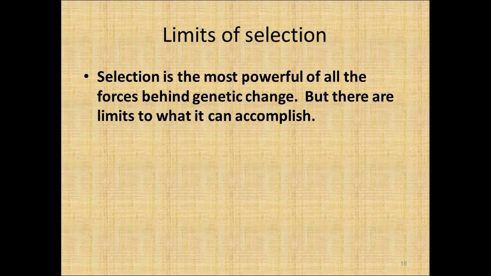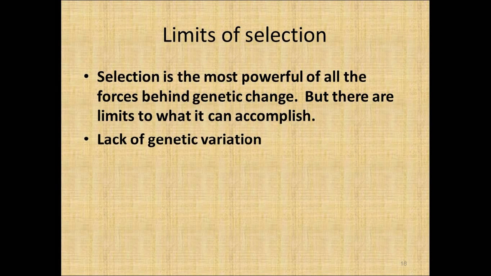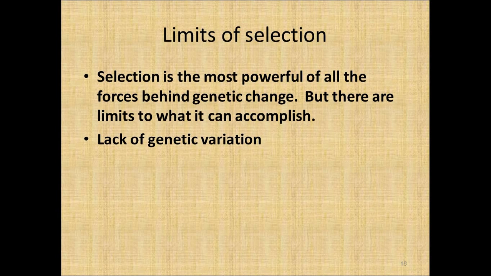Everything in the world has a limitation. Natural selection is no different. The first of these limitations is lack of genetic variation. You have to have variation within a population in order to have natural selection. If everybody is the same, then nothing can change. So no genetic variation means no natural selection, which in turn over time means no evolution.